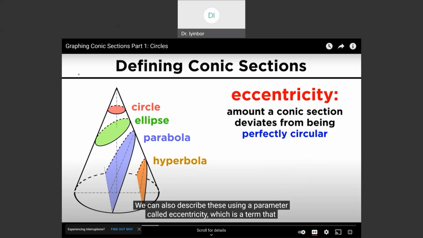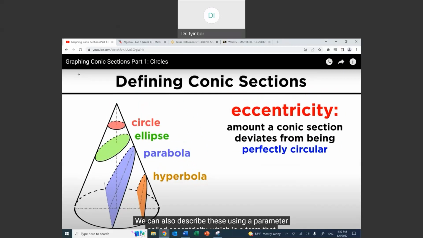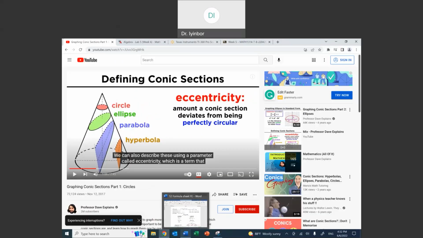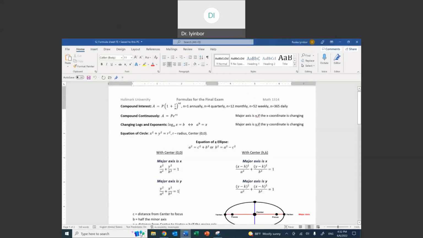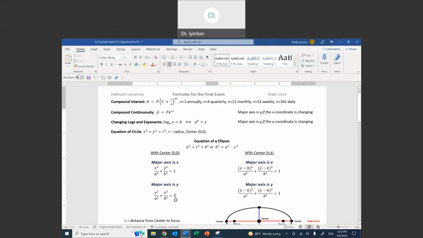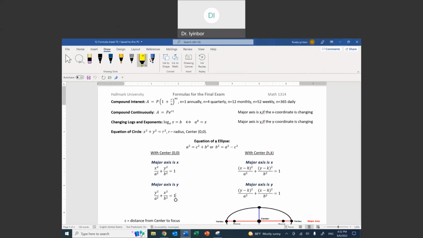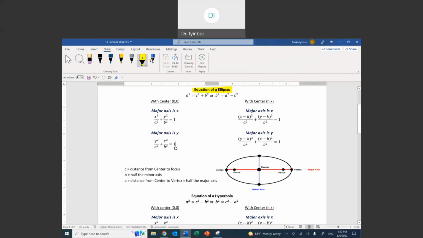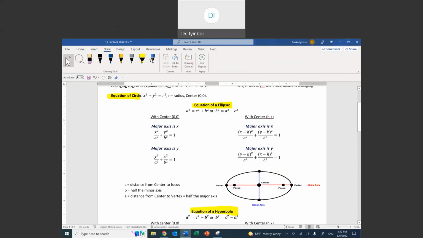So now, going back to my week 6 material, we're going to use the formula sheet we have. These are all the conic sections and all the formulas are here. So let me explain. We have the equation of a circle. This is the equation of a circle. We have the equation of an ellipse. And down here we have the equation of a hyperbola. Everybody has this in the formula sheet, and we're going to talk about all of these different equations.